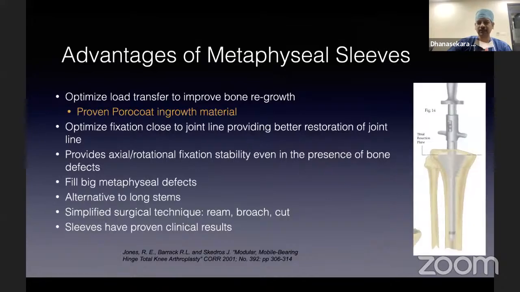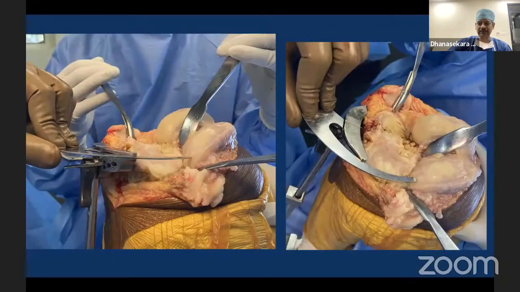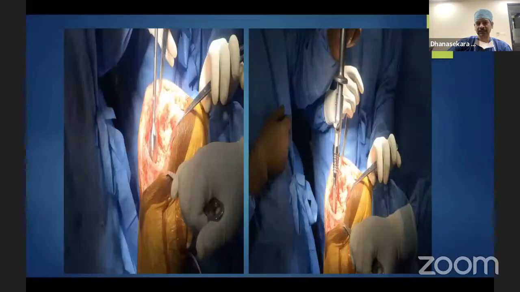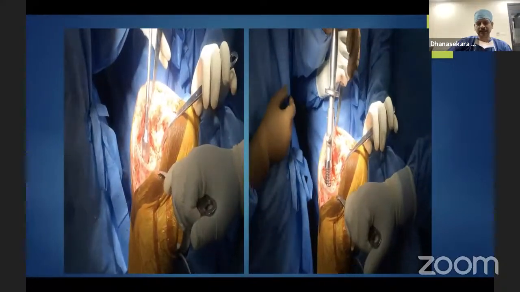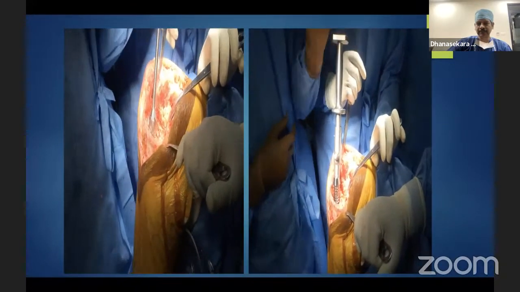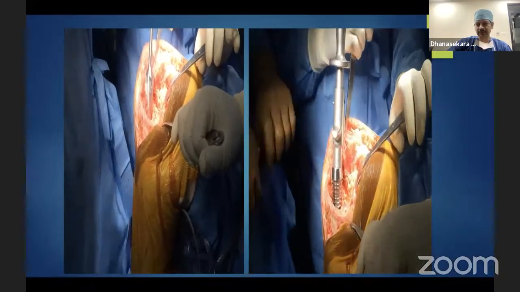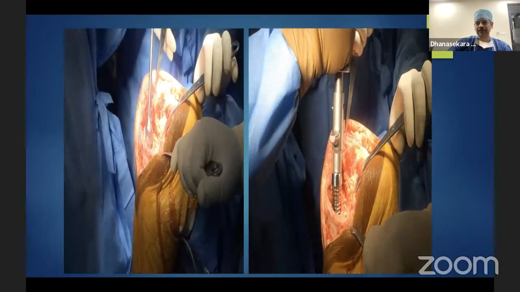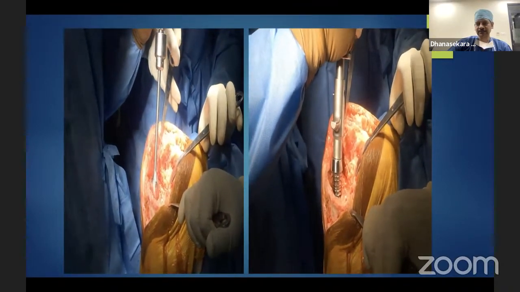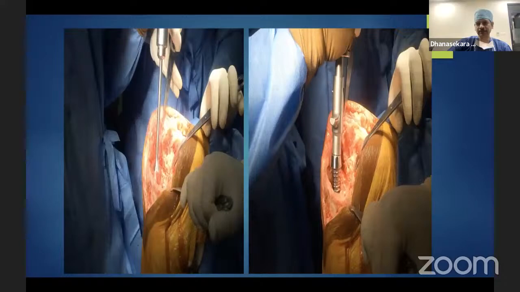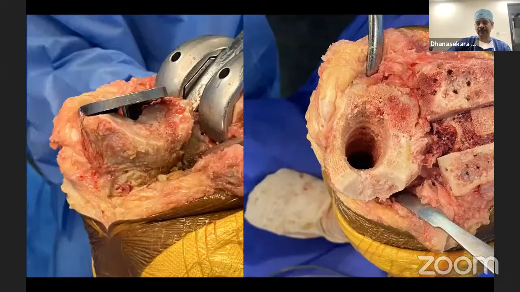The simple technique of broach, and this is an example of an extensive medial defect in a primary. We are using a reamer to ream the canal and open up the canal. And this is a broach with which we prepare the metaphysis. Once we get a good press fit, we go ahead and put the final. This is how it looks. The entire cancellous bone is exposed and it is a good area to impact the sleeve.